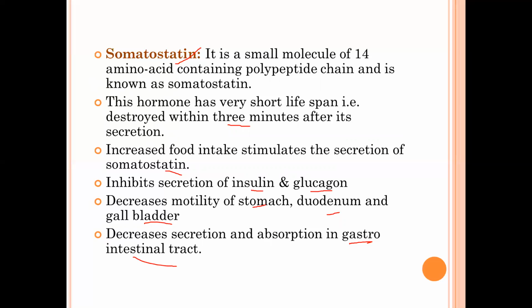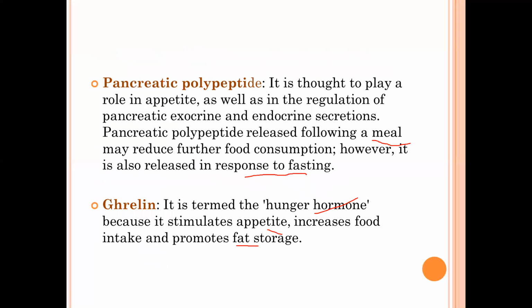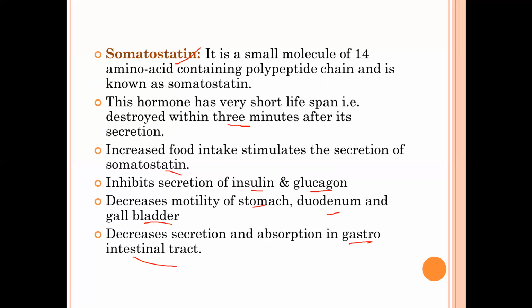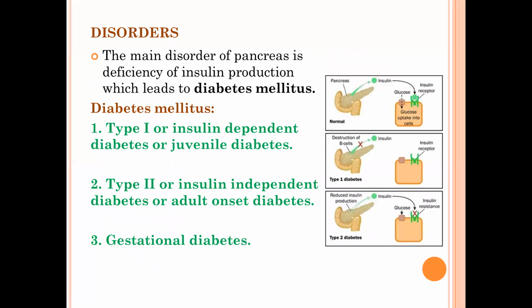So here, the pancreatic disorders are mostly based on the production of insulin. Based on the production of insulin, most people suffer with a disorder called diabetes mellitus. The main disorder of the pancreas is deficiency of insulin production, which leads to diabetes mellitus. Here you can see a normal pancreatic person.